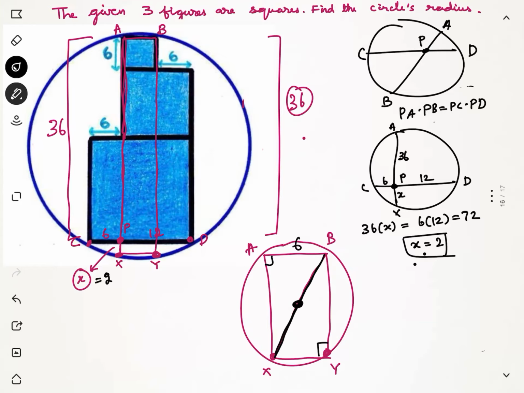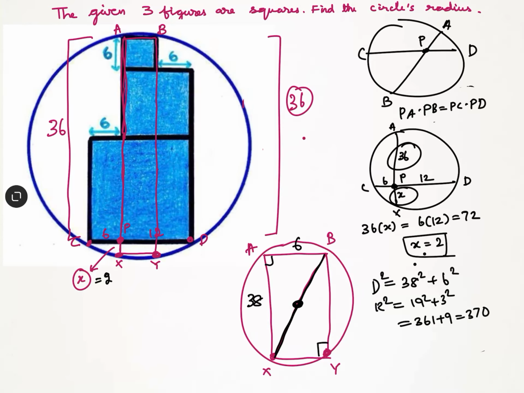AB is 6 as per the given data. AX is 36 plus 2, which is 38. We just found out X, so 36 plus X is 36 plus 2, which is 38. So my diameter squared is 38 squared plus 6 squared. Therefore my radius squared is 19 squared plus 3 squared, which is 361 plus 9, which is 370. If my radius squared is 370, my radius is the square root of 370, which is my answer.